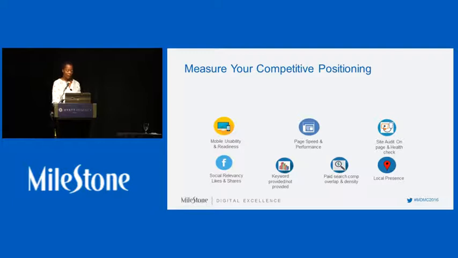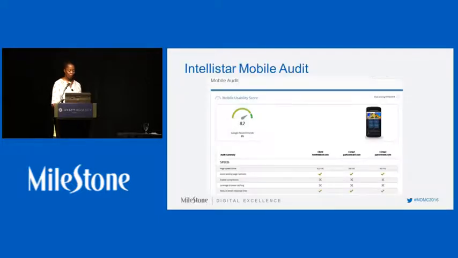IntelliStar provides competitive intelligence data for customer touchpoints such as mobile usability, no secret there. Page speed, site audit, just to name a few. Now here I'm going to walk you through a couple of examples of the tool. So here's a mobile audit example. Instead of using the Think with Google tool, we can provide you with a custom report which will allow you to easily benchmark your area against the competition, such as page speed, browser caching, and landing page redirects.